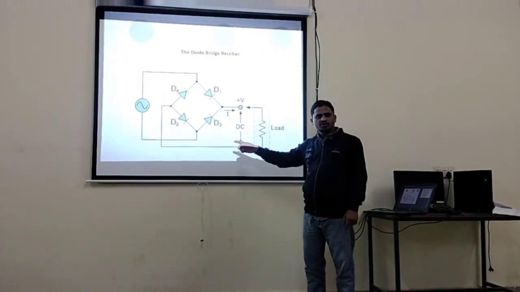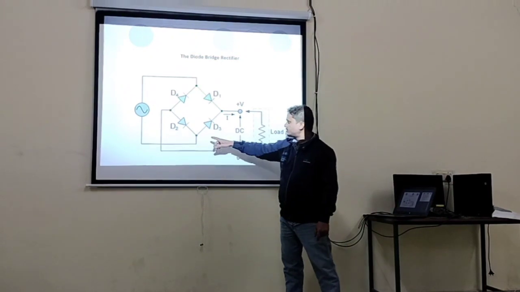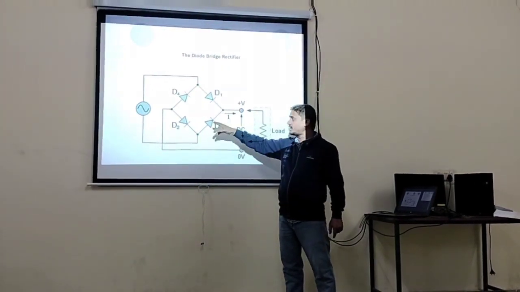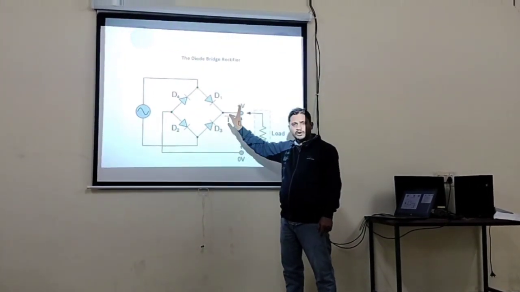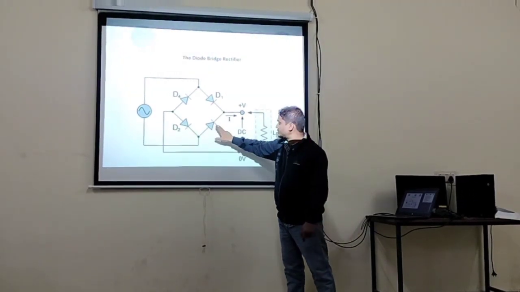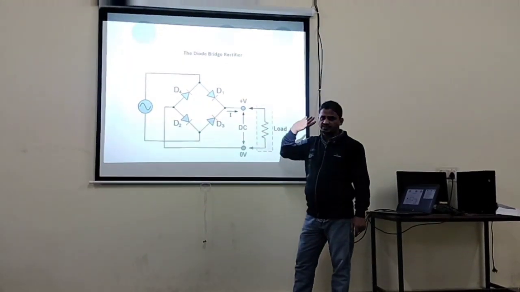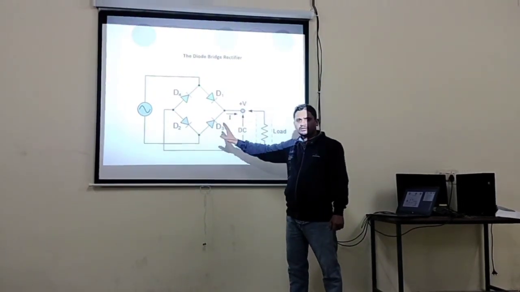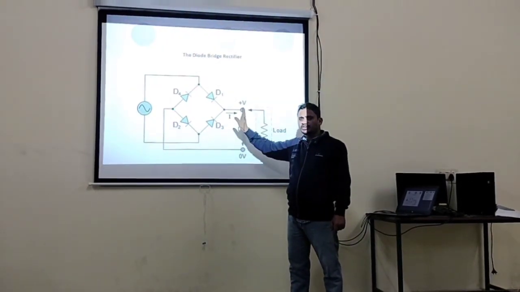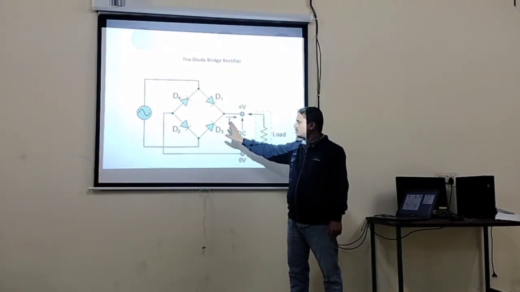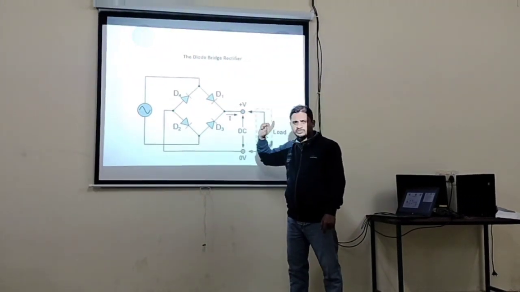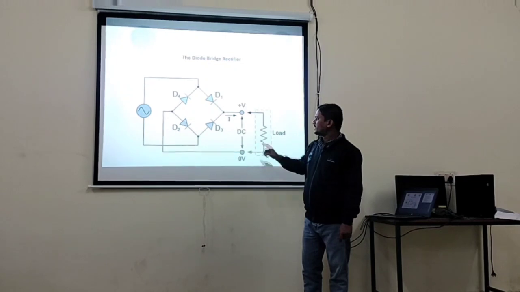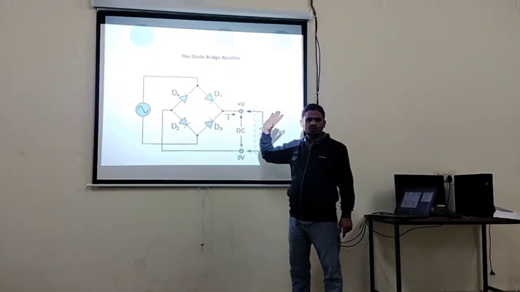The current goes in the reverse direction. During the first positive half cycle, D1 and D2 are forward biased, and at that time D3 and D4 are reverse biased. Reverse bias means open circuit, so current is not allowed. Forward bias means short circuit, so current is allowed. At that time, D3 and D4 are open circuit.